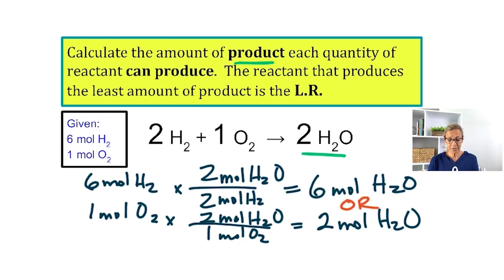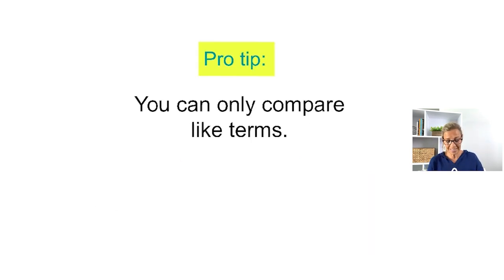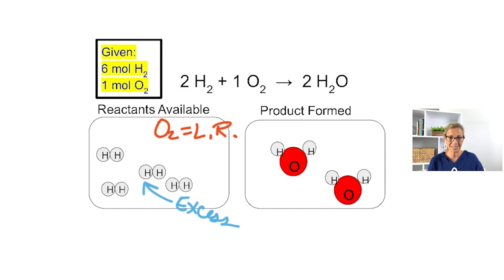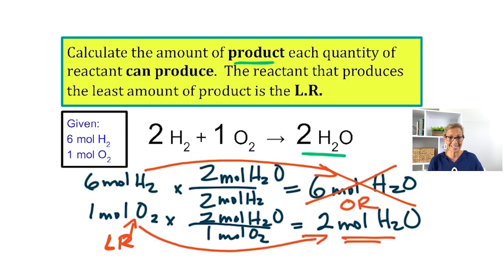So we are comparing 6 moles. One of our reactants can produce 6 moles. The other reactant can only produce 2 moles. And so oxygen is my limiting reactant. Why? It's going to run out when we get to 2 moles of water. And that's exactly what I showed you in this picture. And then the hydrogen is going to be present in excess.